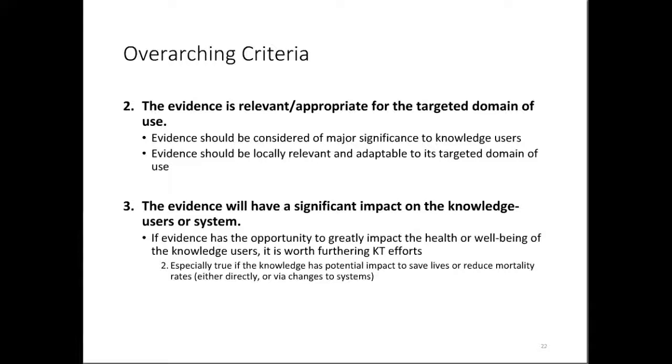Number three is that the evidence will have a significant impact on the knowledge users or systems. This touches on a whole plethora of information dealing with the ethics of knowledge translation. Whenever we don't move a potentially useful piece of information or evidence into action, there are costs associated with not moving it into action. Lives could be saved. And where evidence has the implication to save lives or significantly improve people's well-being or health, there's an ethics to that, and that should be weighted a lot more heavily. So even if this medical intervention isn't based on a systematic review, that should weigh a little more heavily in the decision to move forward with it in a KT capacity or not. So that's all I'll say about that.